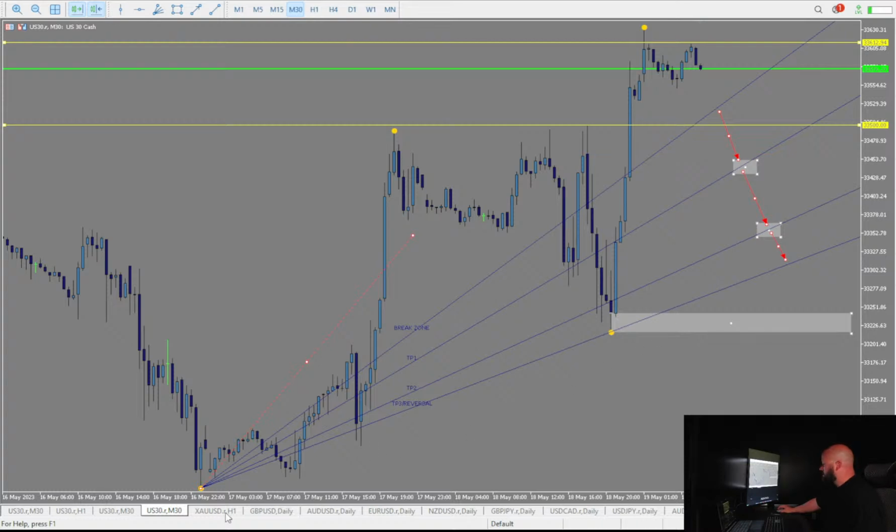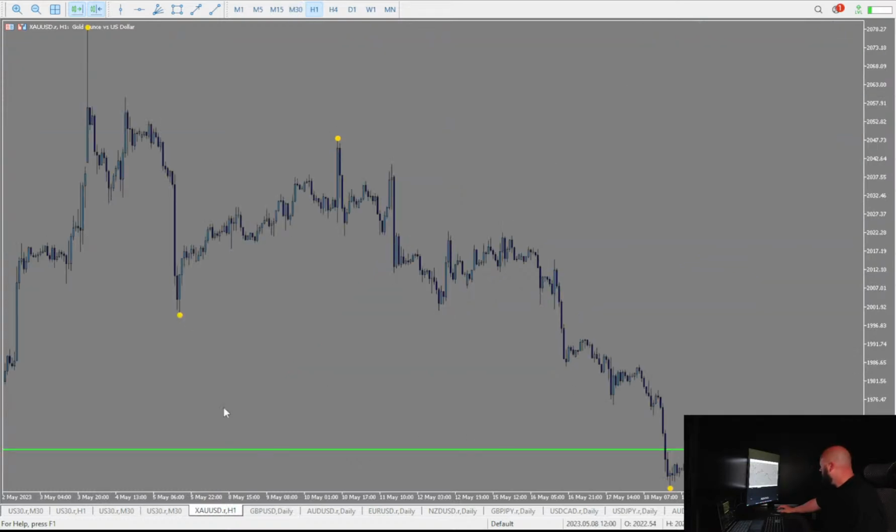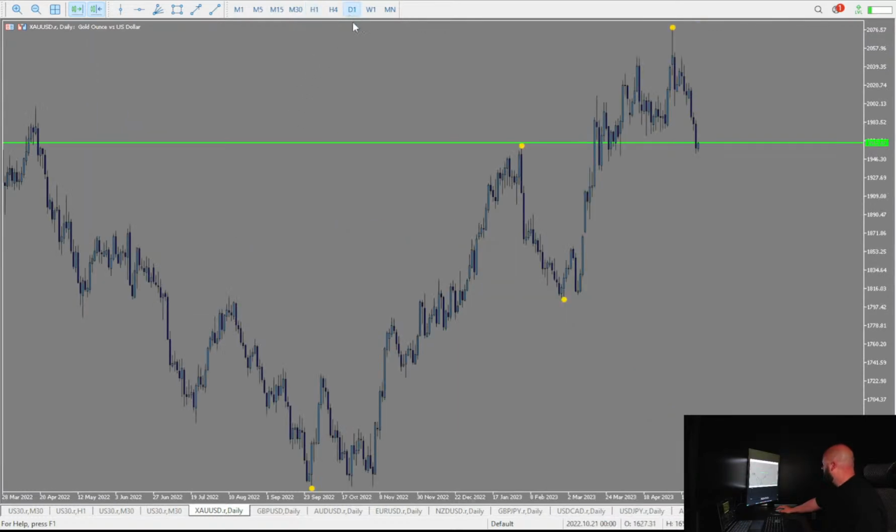So let's take a look at gold now. So gold, look at it on the daily, and great trade. We had right there's the wick fill. We had the rejection on the wick fill. We also had this beauty right here.